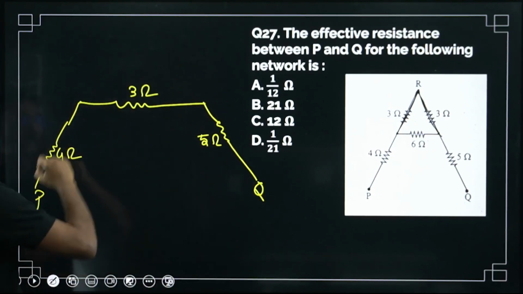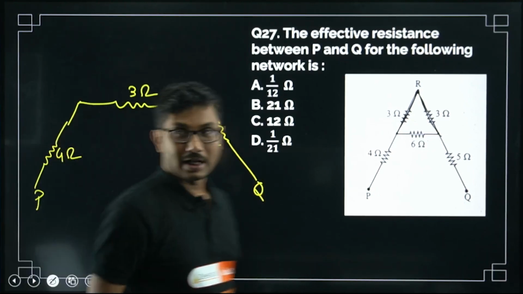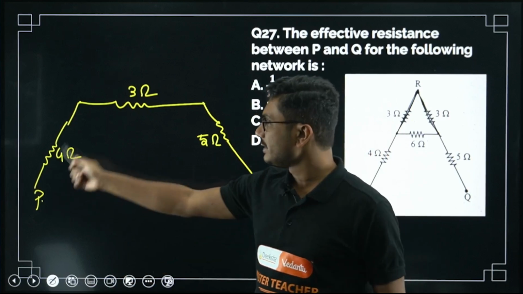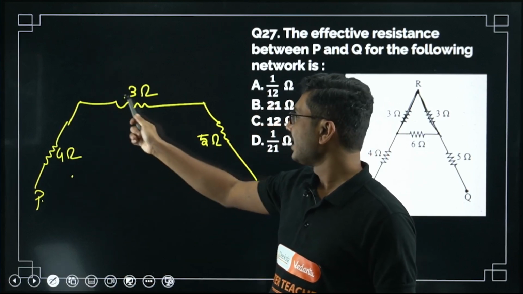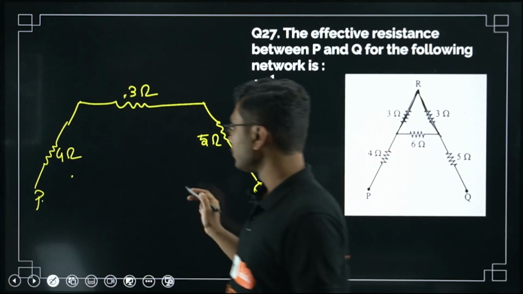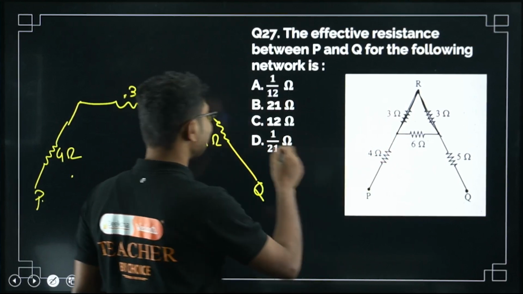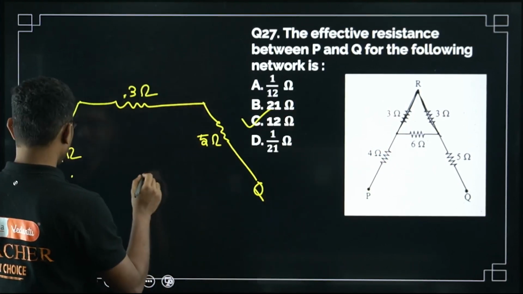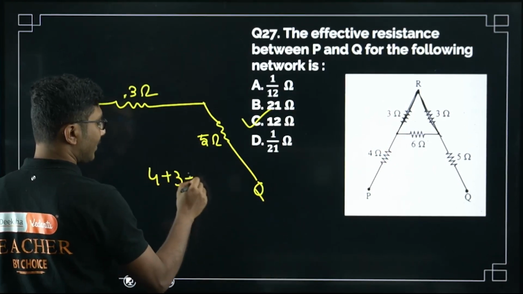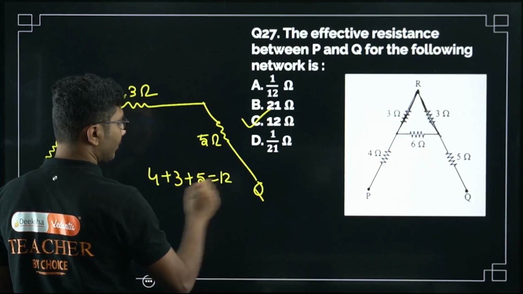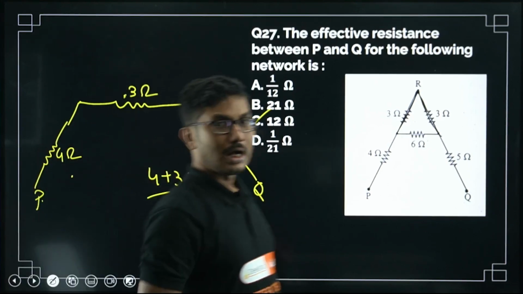Now if you see, they are connected in series. So 4 plus 3 is 7, 7 plus 5 is 12. So the equivalent resistance in this case is 12 ohm, right? 4 plus 3 plus 5, that is 12. Okay, 12 ohm is the answer.